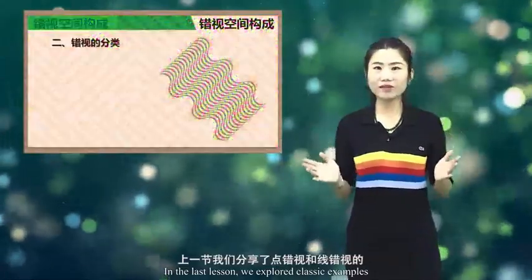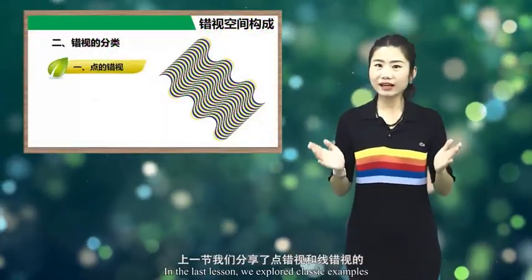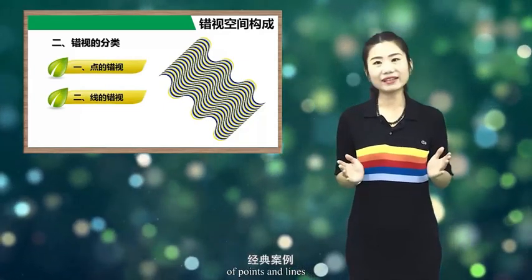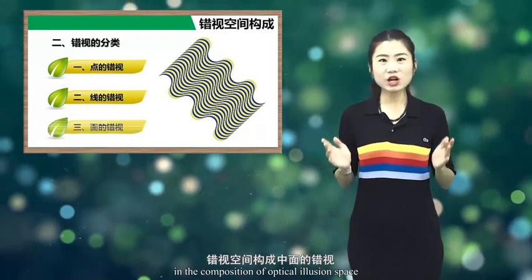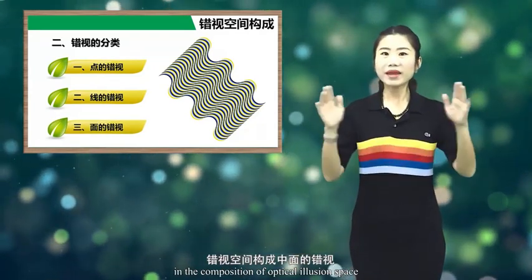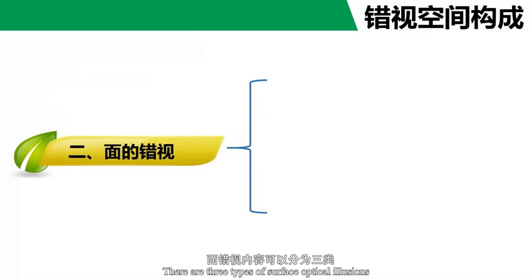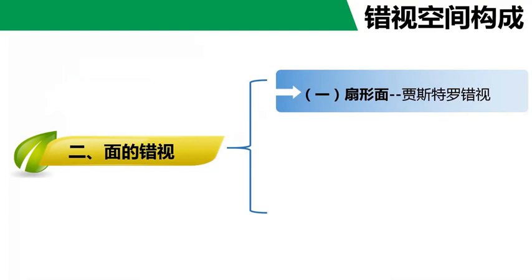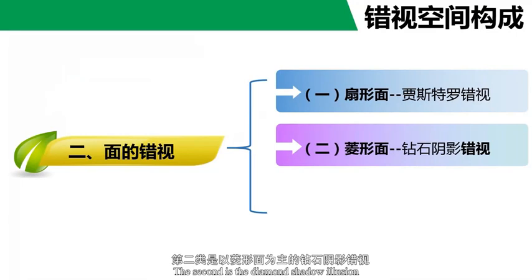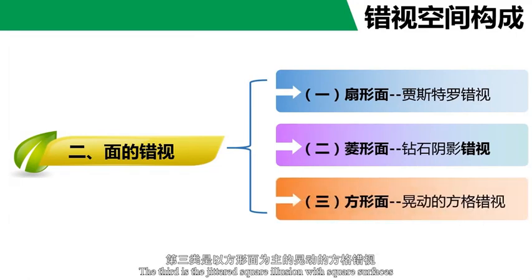In the last lesson, we explored classic examples of optical illusions of points and lines. Today, we will delve into the surface optical illusions in the composition of optical illusion space. There are three types of surface optical illusions. The first is the gestural illusion with fan-shaped surfaces. The second is the diamond shadow illusion with rhombic surfaces. The third is the jitter square illusion with square surfaces.